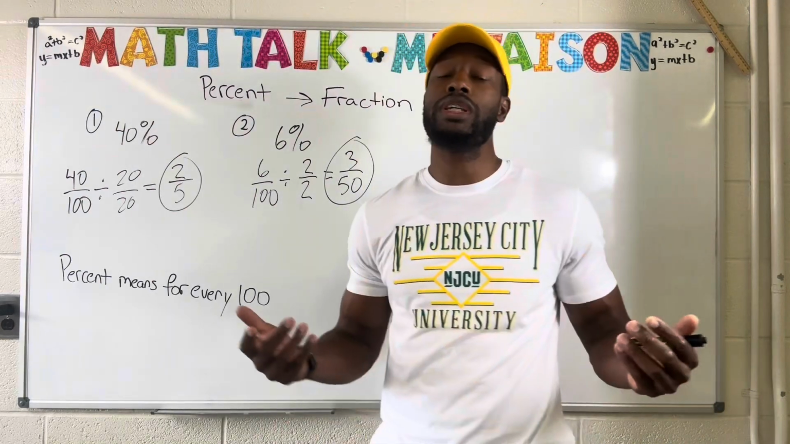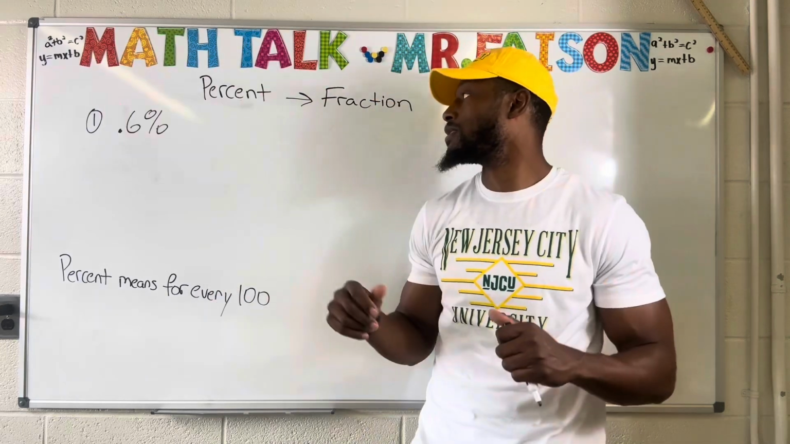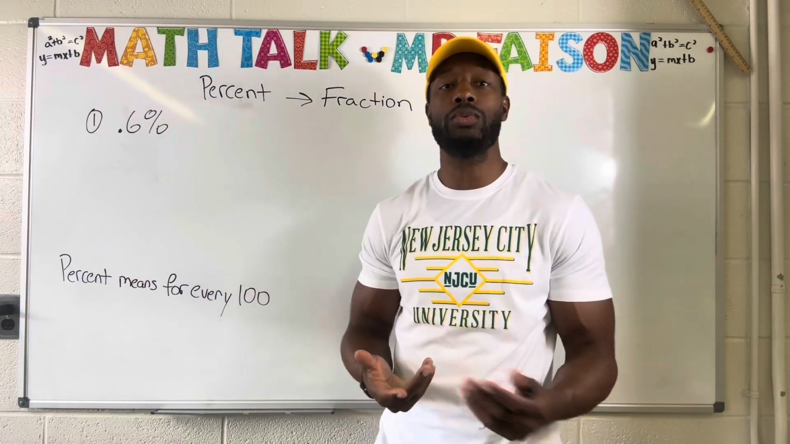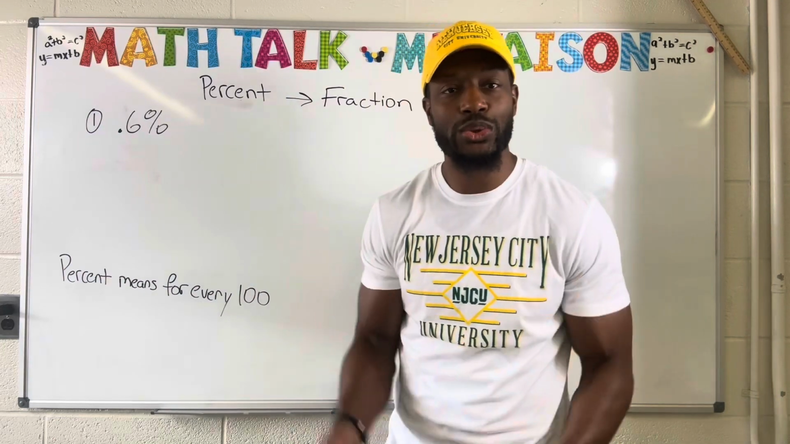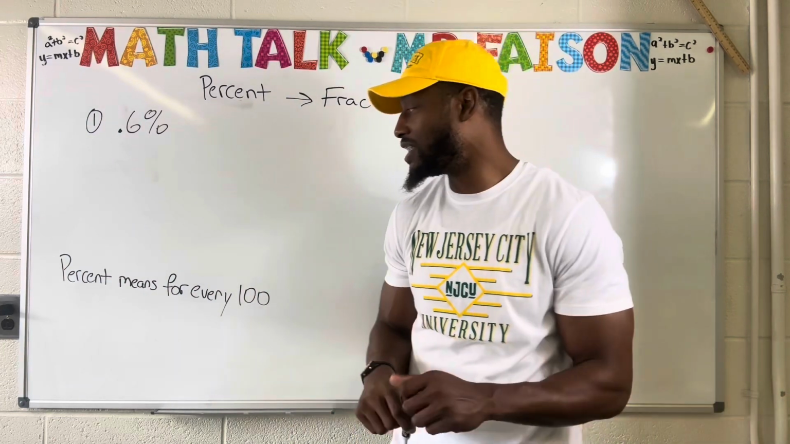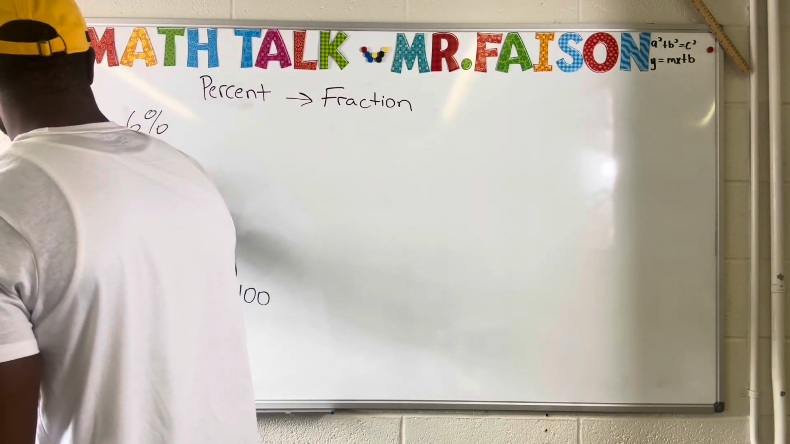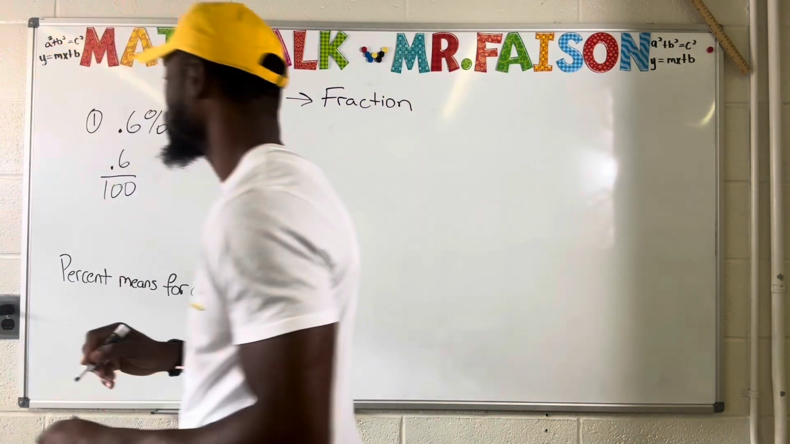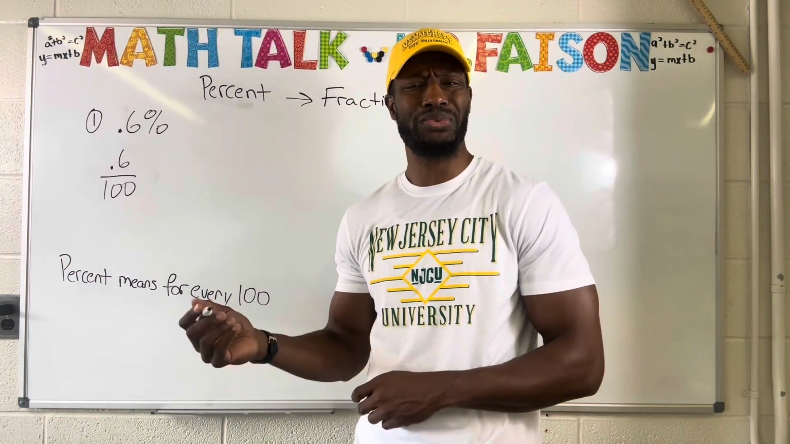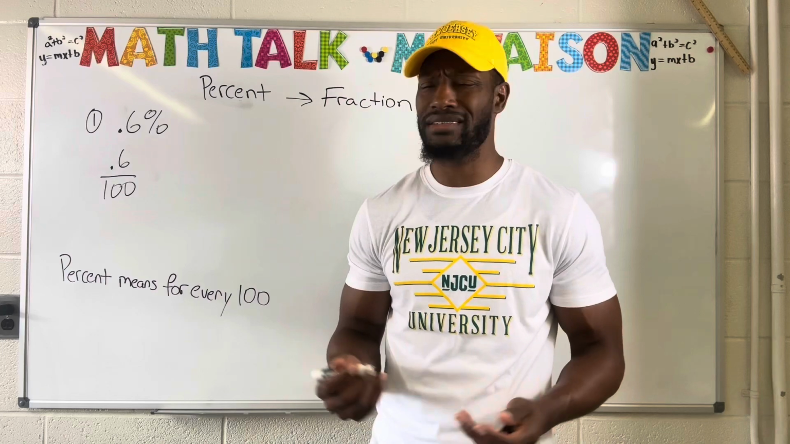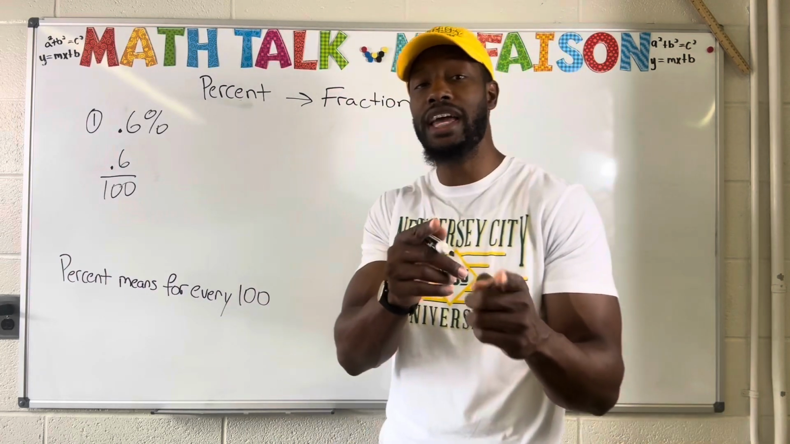Now what I want to do is I want to give y'all one more problem that you might find some difficulty with. Alright, so check. What we have is 0.6%. What do we do to turn this into a fraction? Nothing changes. We still just place 100 under it. 0.6 over 100. You like, what? A decimal and a fraction? Like, how that don't even go together. I feel you. Now what we can do is this.